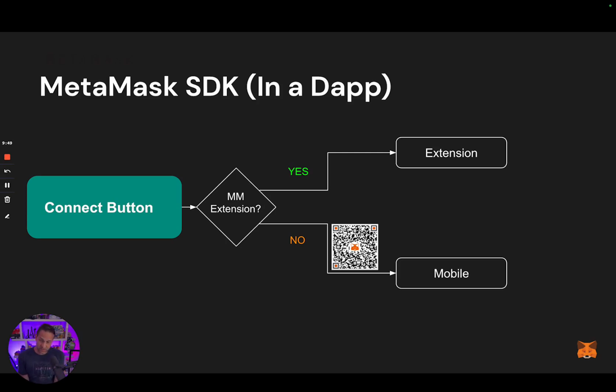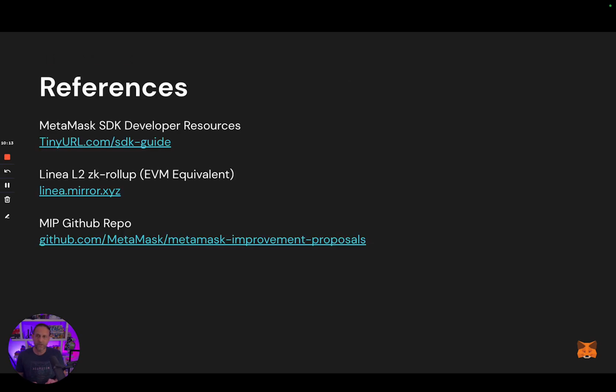If the MetaMask extension is not found, so it will be determining whether or not you have the extension installed in your browser, then you're going to get a QR code, and that QR code will allow you to take your phone. You'll be able to scan the QR code, and it will connect you to the mobile. And yeah, we'll see that working once we have our application up and running.